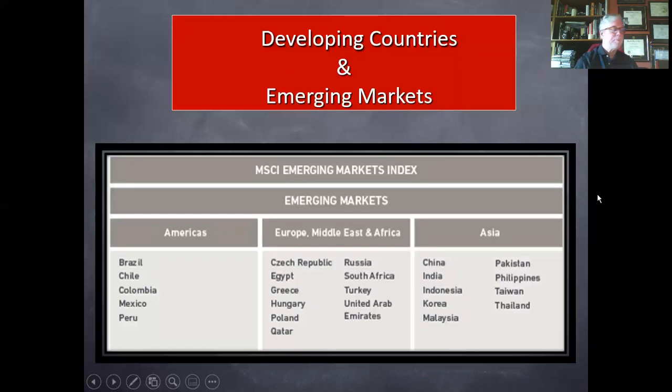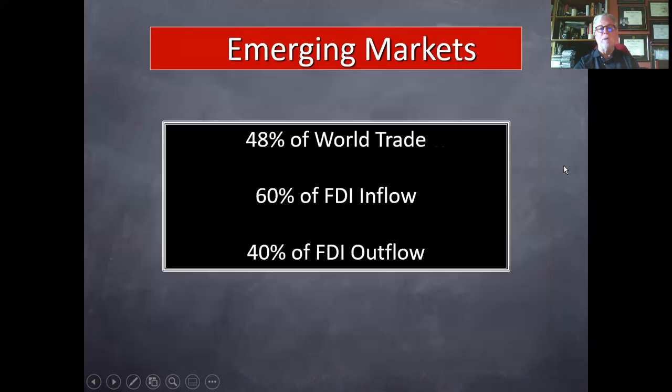Here's a breakdown. If you look at these, you can see they're broken into three categories here: the Americas, Europe, Middle East, and Africa, and Asia. So that means these are countries that you may want to do business with because they are now starting to do business in the world and they're growing.